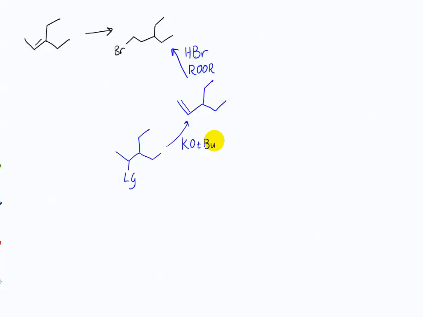And now the question becomes, how do we take this alkene and end up with a leaving group right there? And there are a few answers to that question. So what would you like to do? You can do the radical addition of the HBr. You can do the radical bromination again. That would be one way to do it. Okay. So there's your leaving group right there.